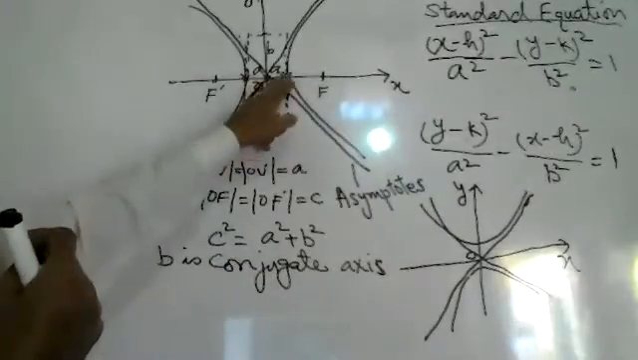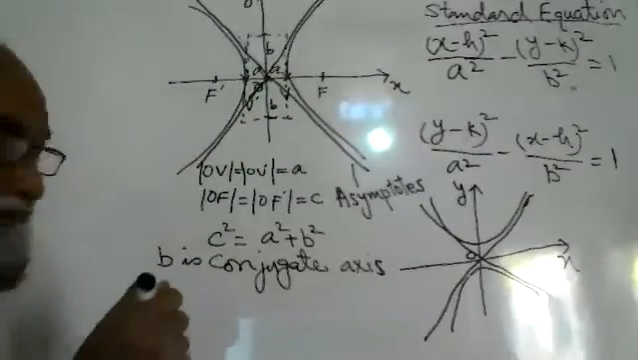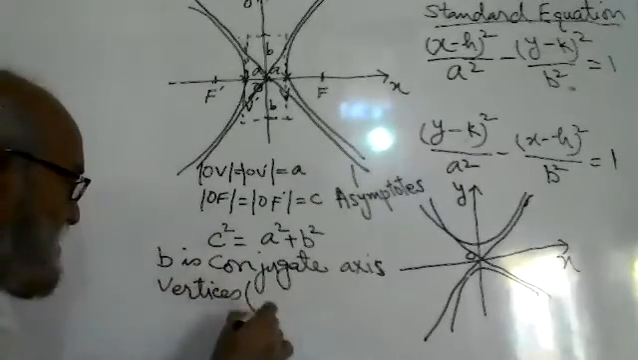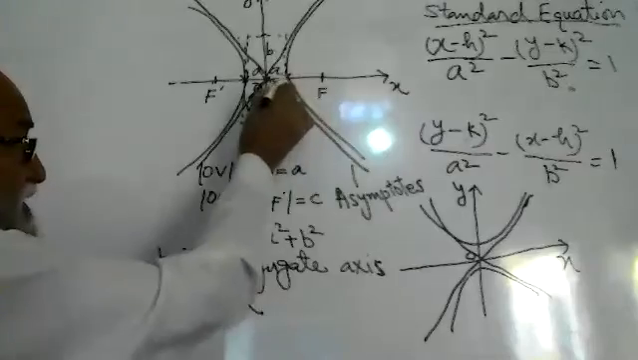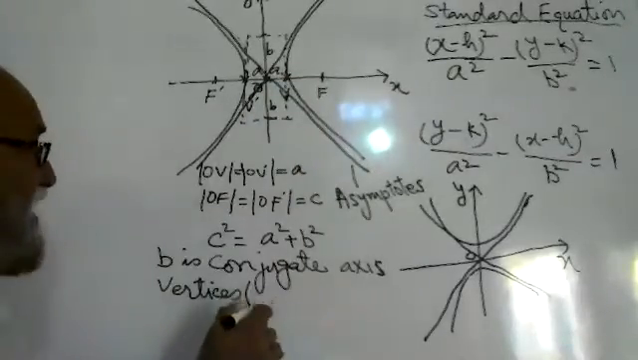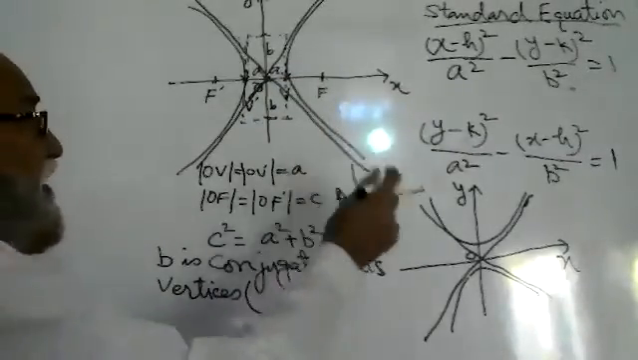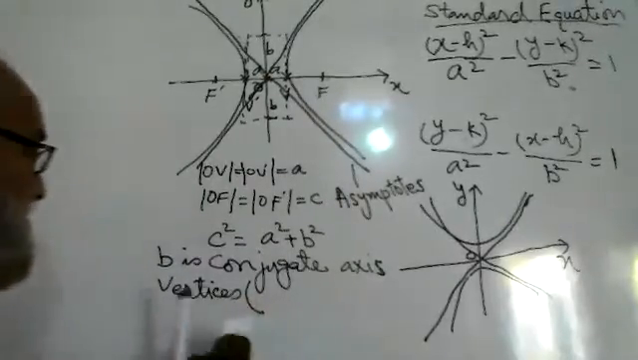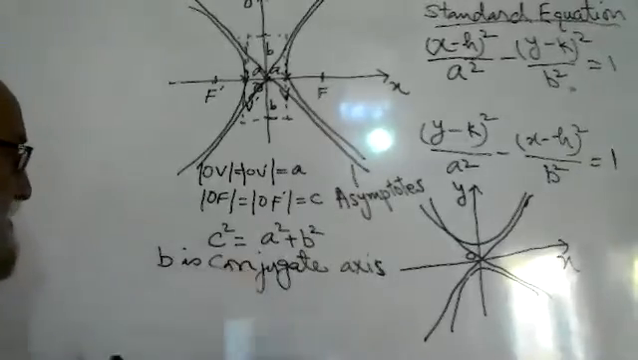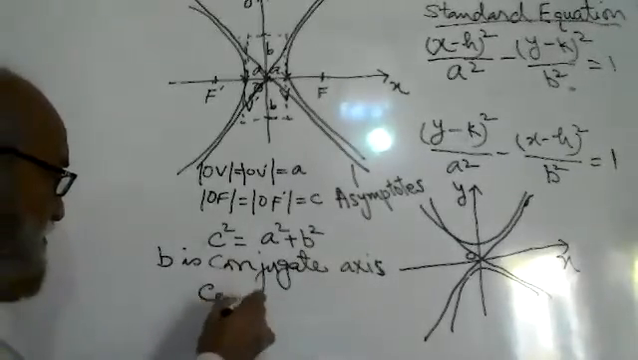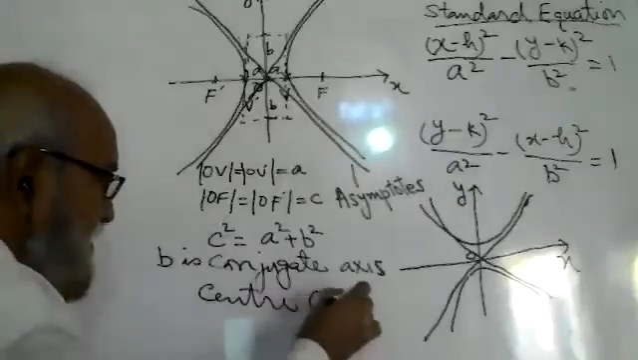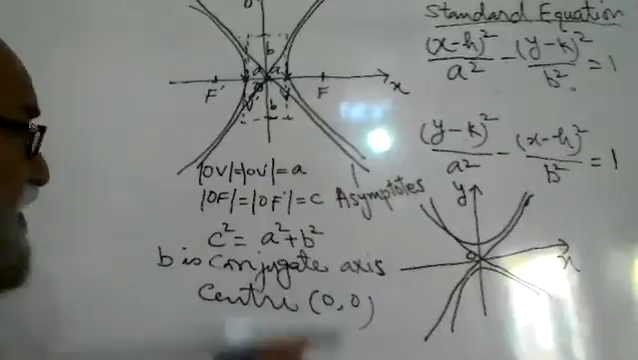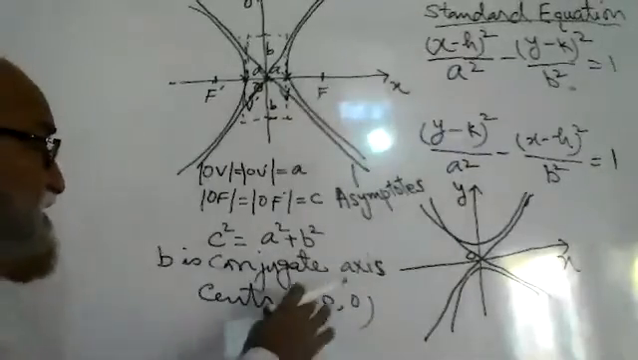So in this case, vertices will be on the x-axis. Vertex and focus will be on the x-axis. So that will be the center. The center in this case is 0, 0. In both the cases, center is 0, 0. If it is h, k, suppose we are taking this one h, k.